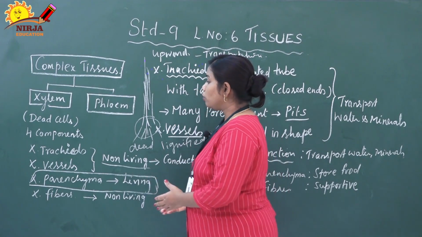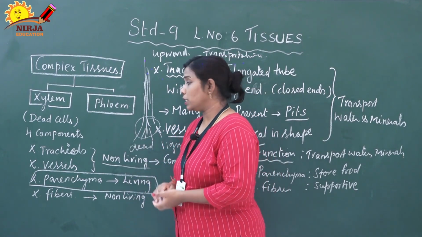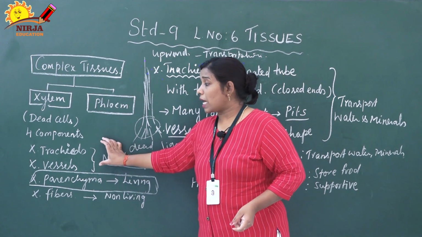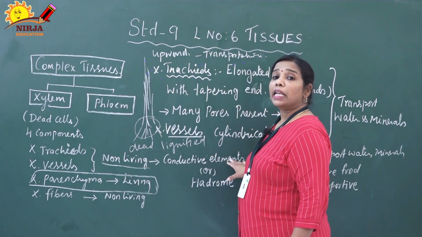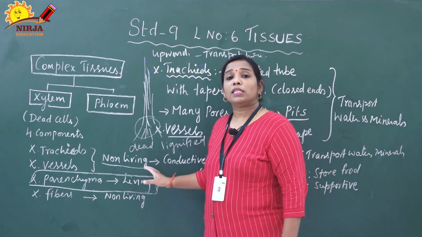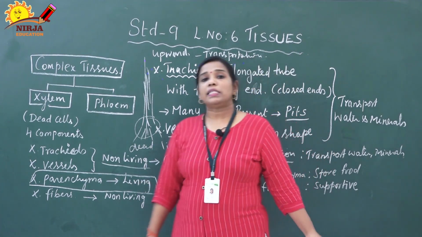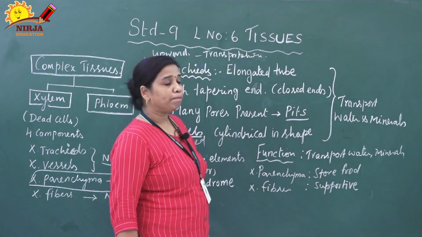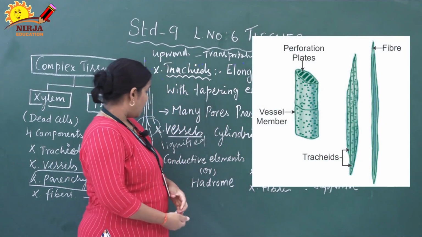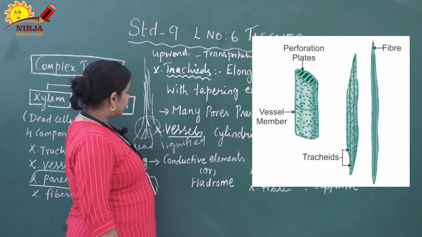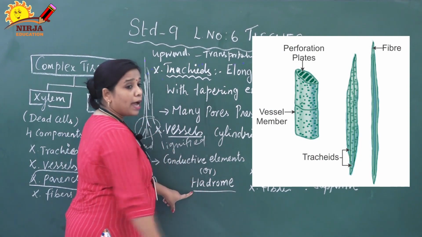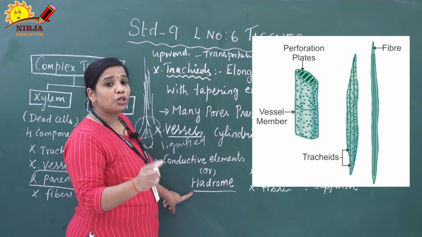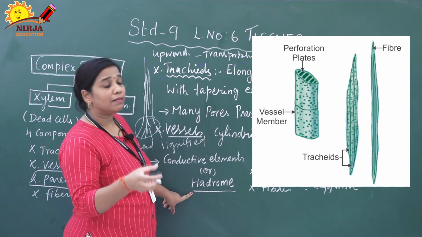Clear? Now we have to see each and every component. Before that, the tracheids and vessels combined are called a conductive element. You can see the figure also, you get an idea. That is the picture. Both combined are called a conductive element, or also called hadrome. Hadrome means the combination of xylem vessels as well as xylem tracheids.